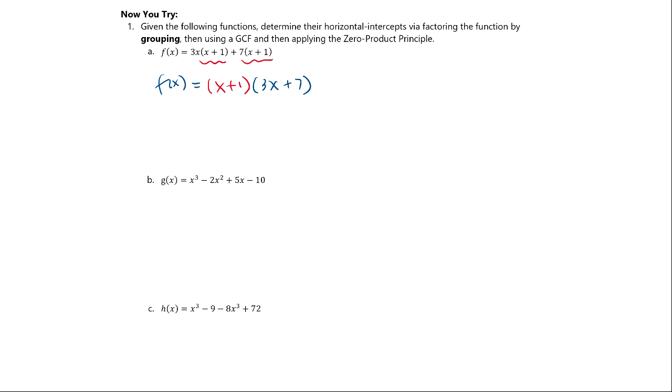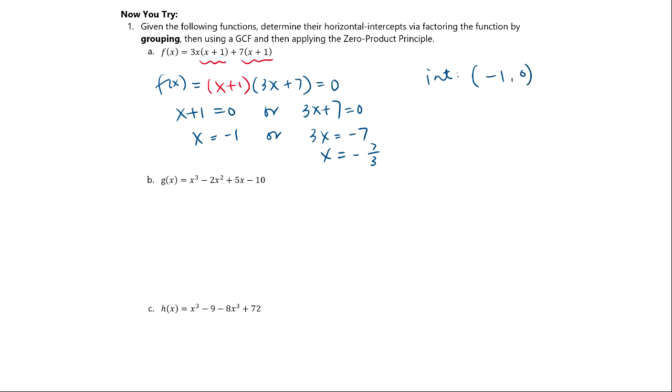To find the horizontal intercept, I'm just going to set the function equal to 0 again, and based on the zero product principle, we can say x plus 1 equals 0, or 3x plus 7 equals 0. Therefore, x is equal to negative 1, or 3x is equal to negative 7, or x is equal to negative 7 over 3. Therefore, we can say the intercepts are these 2 points, negative 1, 0, and negative 7/3, 0.